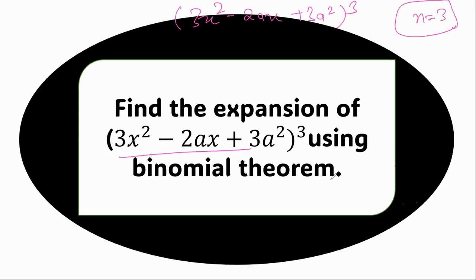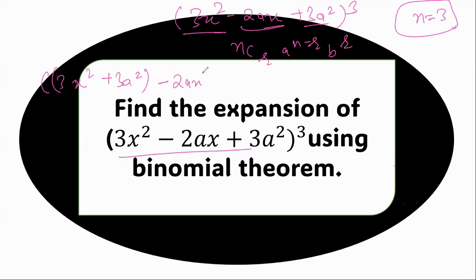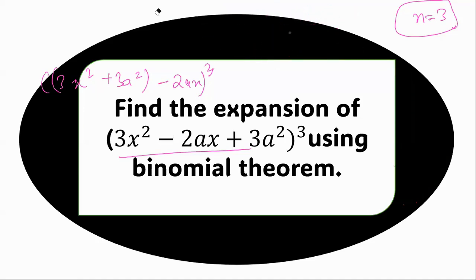Now we have to use the binomial theorem, which gives you a formula: nCr a^(n−r) b^r. Now we need two terms, right? So here there are three terms, so we have to take two terms as one. I'm taking this and this as one and this one as the second term. So it will be (3x² + 3a² − 2ax)³. This is the final question you have made because I want two terms in the bracket, so that we can use the formula.